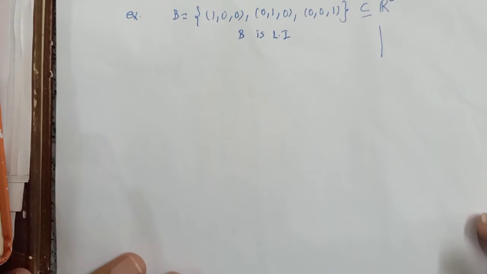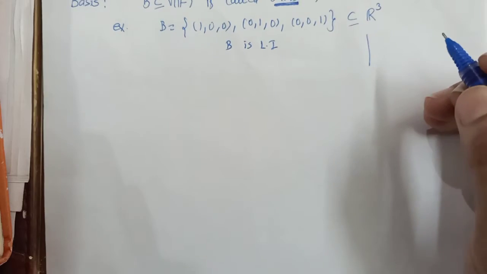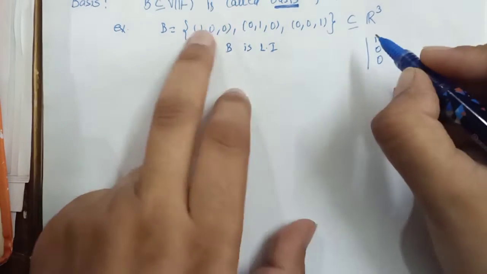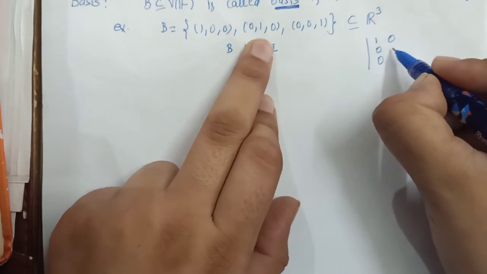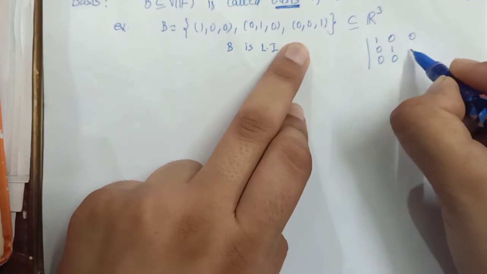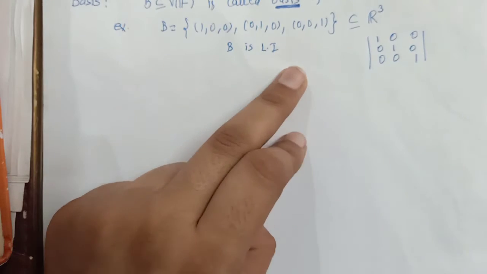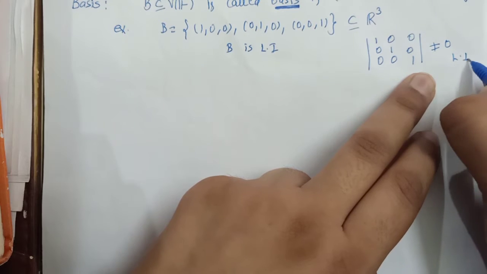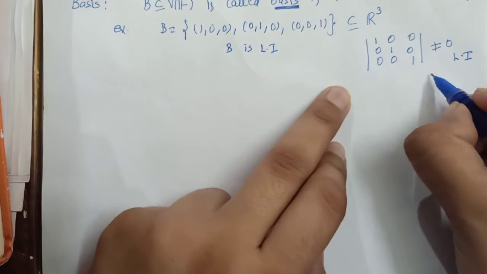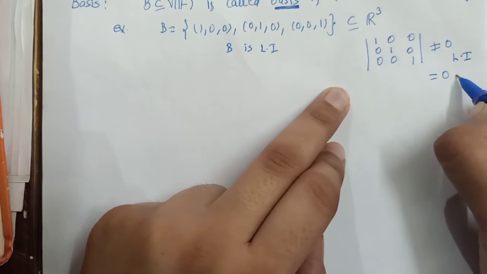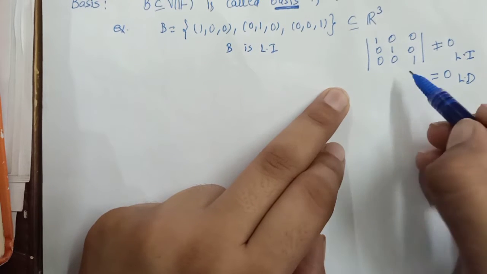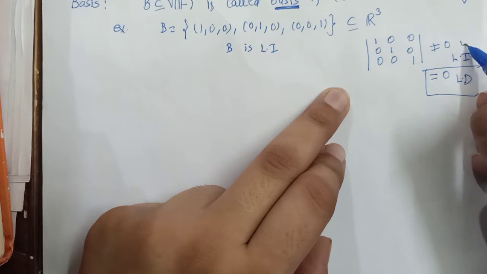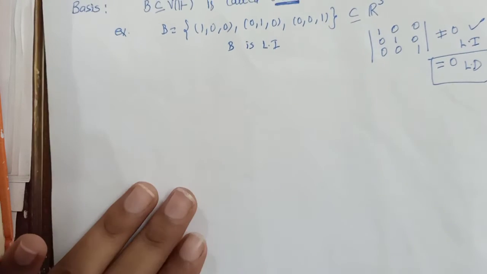Firstly, observe that B is linearly independent. You have many methods to check this linear independence or dependence. One of the methods is you write these elements as rows of a determinant and check whether this determinant is 0 or not 0. If this determinant is non-zero, then the vectors are linearly independent, and if this determinant is equal to 0, then the vectors are linearly dependent. So in our case, the determinant is not equal to 0, so the vectors are linearly independent.